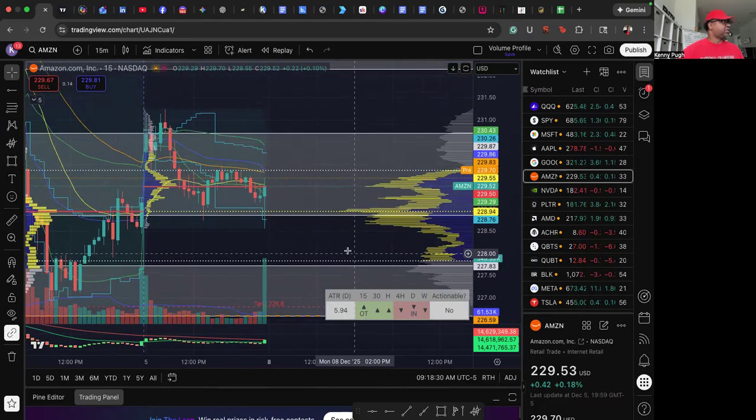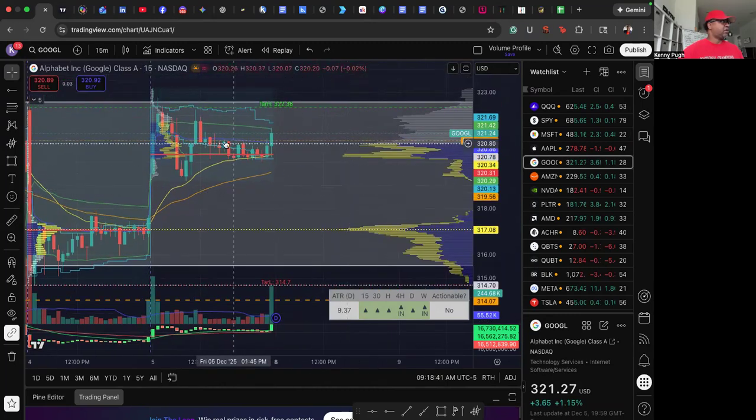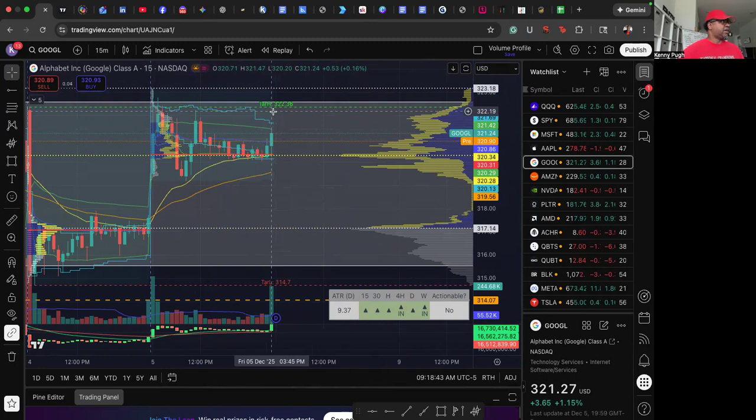We see Amazon, the EMAs are flat. So I'm probably not going to observe Amazon for right now. Google, we talked about before being in a range. We're in the upper part of the zone, so I wouldn't be looking to do much with Google to start off the trading session today.